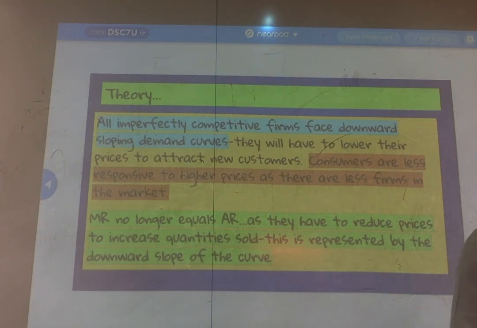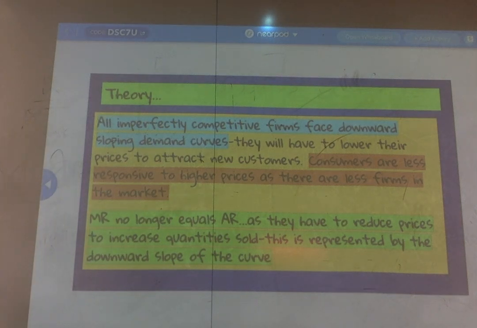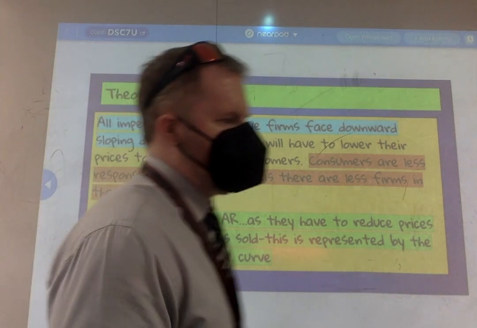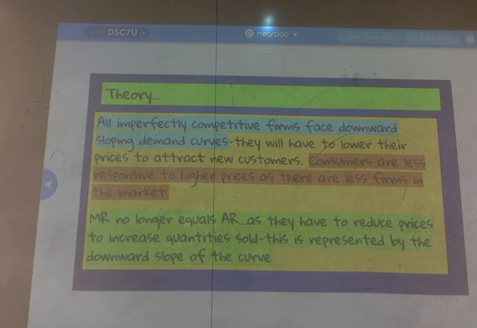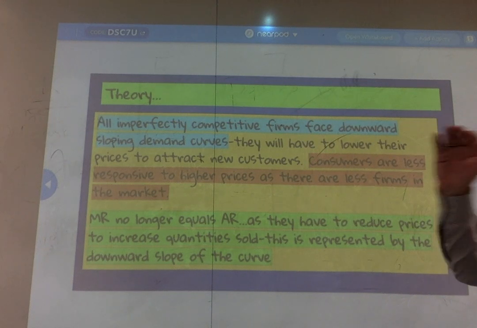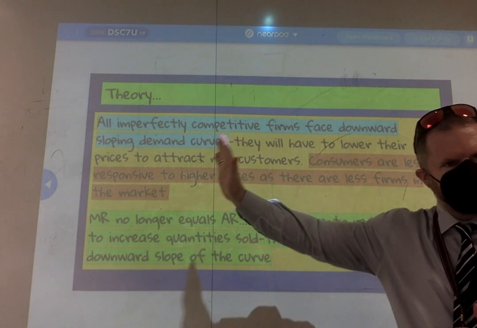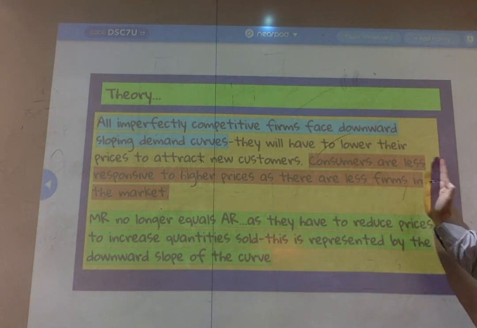Right. So, here's what the theory tells us. All imperfect competitors are going to face a downwardly sloping demand curve. All of them. Now, our spectrum had perfect competition at the extreme end. Right? So there's going to be a whole bunch of imperfect competitors.